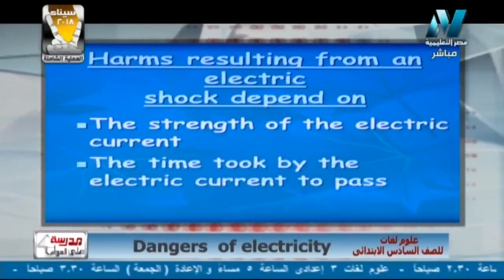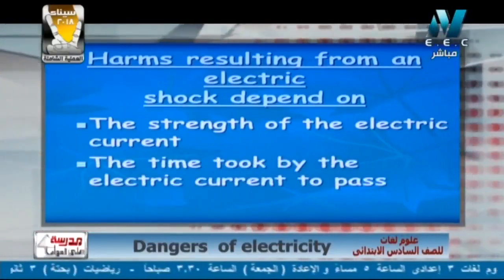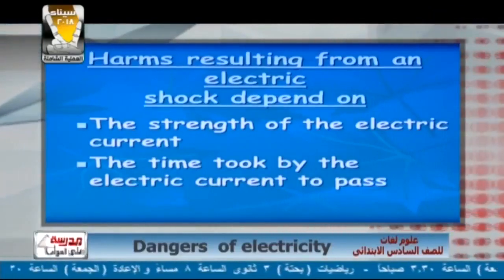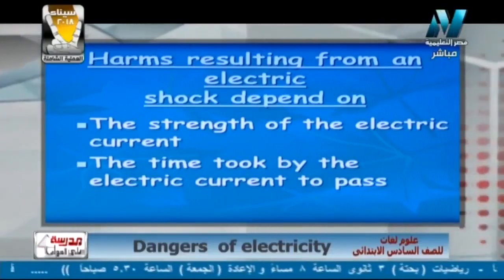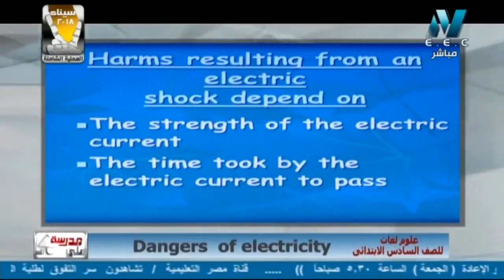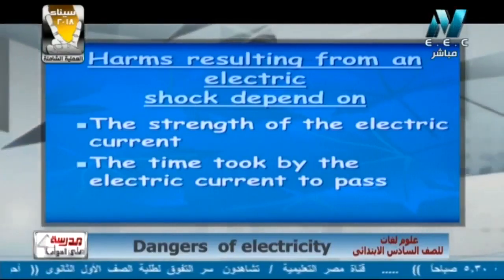And also the time taken by the electric current to pass. هل التيار الكهربي مر بجسمي لمدة ثواني ولا مدة دقايق ولا for example more than this. طبعا ثانية أو ثانيتين ممكن ما يكونش حاجة خطر قوي لو حد لحقني وعمل لي انسيتور.